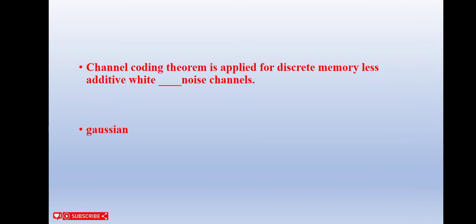Next question, channel coding theorem is applied for discrete memoryless additive white dash noise channel. Gaussian is the correct answer. White Gaussian noise channel is the correct answer.